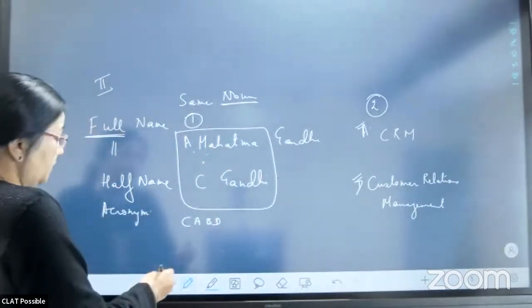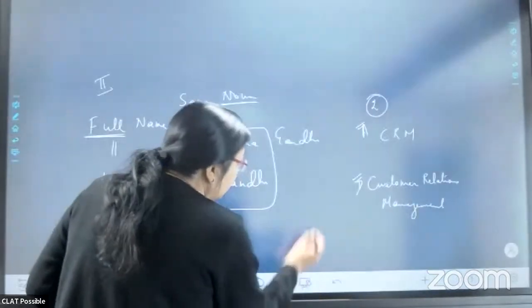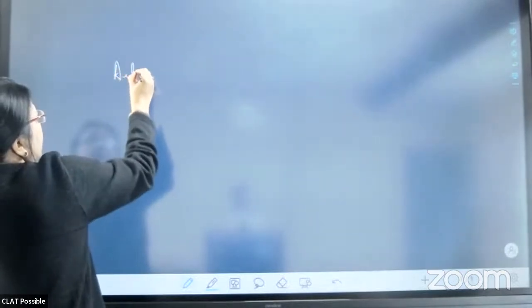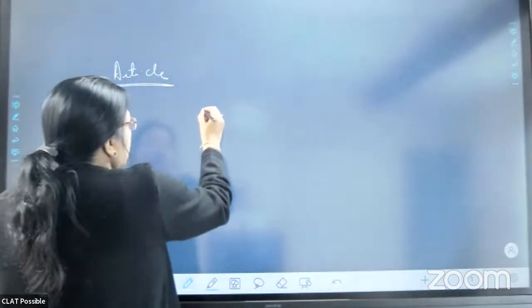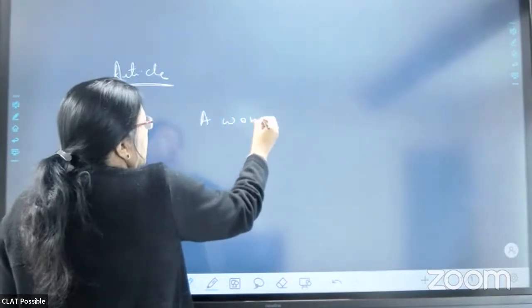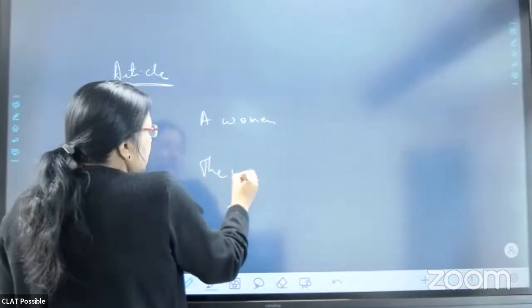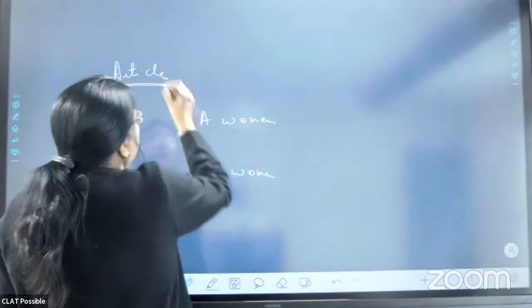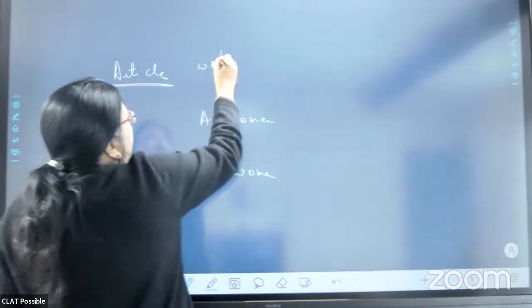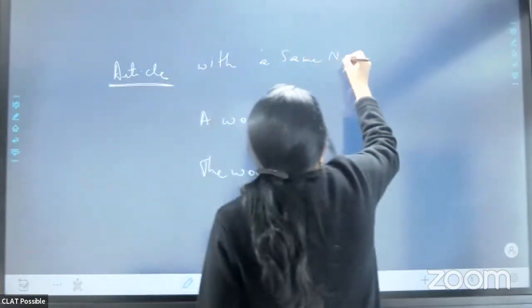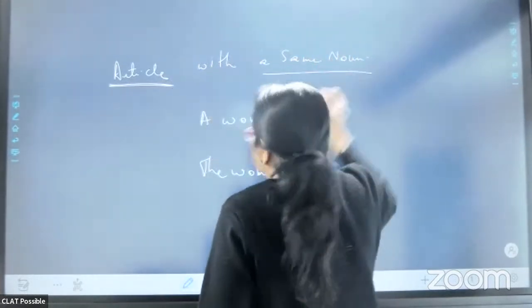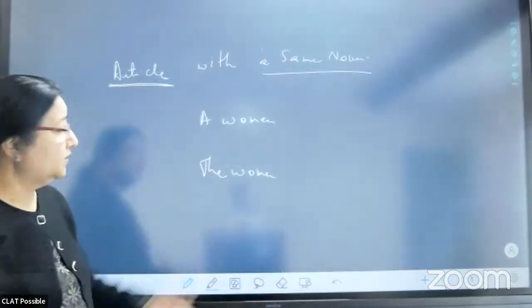Another one to add on to this part only, we're continuing with the second part only. If there is an article with the same noun repeated. Now there is an article with the same noun. For example, if I say a woman and the woman, see, the noun is same, but the article is changed. Article with the same noun. So can we just have a look here also?